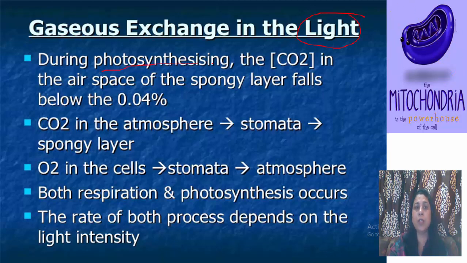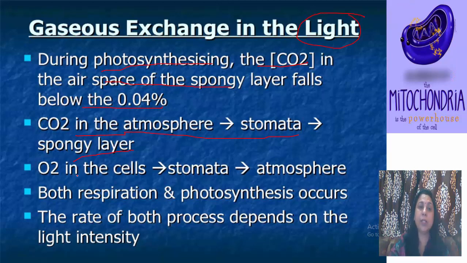So during photosynthesis, the carbon dioxide in the airspace of the spongy layer falls, because whenever there is light, photosynthesis is taking place. Light में photosynthesis हो रहा है, that means carbon dioxide is used up during that process. And the percentage of carbon dioxide falls in the airspace of the spongy layer and it reaches up to 0.04%. अब अंदर percentage of carbon dioxide कम हो गई. Carbon dioxide की percentage कहाँ पर है? ज़्यादा बाहर. That is, carbon dioxide in the atmosphere will enter through the stomata and then to the spongy layer.